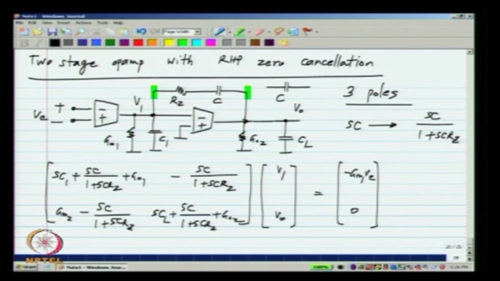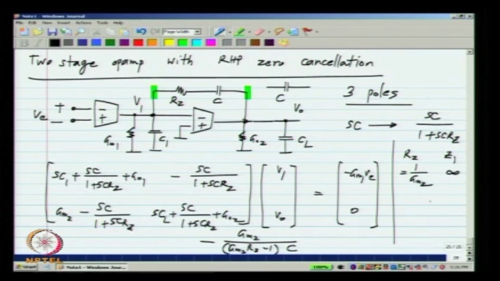You will find that the 0 will be at what we determined earlier, that is minus Gm2 by (Gm2 Rz minus 1) times C. So, if Rz equals 1 over Gm2, the 0 is at infinity. If it is less than 1 over Gm2, it is in the right half plane, and if it is more than 1 over Gm2, it will be in the left half plane.